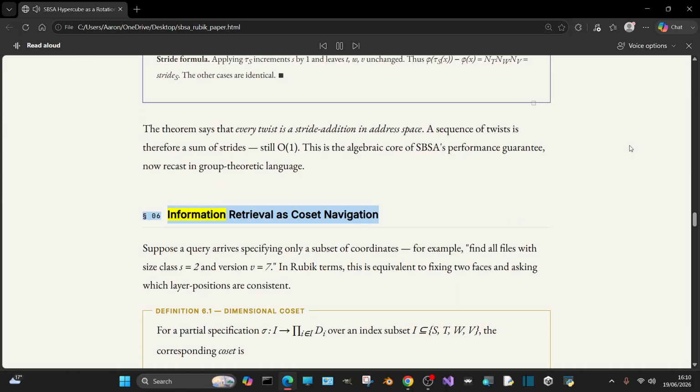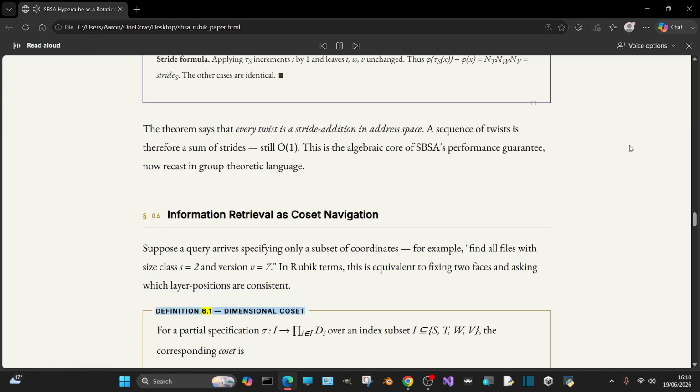Section 06: Information Retrieval as Coset Navigation. Suppose a query arrives specifying only a subset of coordinates, for example, find all files with size class S equals 2 and version V equals 7. In Rubik terms, this is equivalent to fixing two faces and asking which layer positions are consistent.